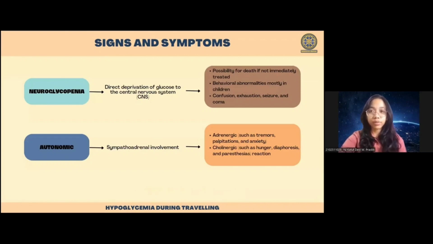The autonomic symptoms are caused by the involvement of the sympathoadrenal system. The adrenergic symptoms include tremors, palpitation, and anxiety, while the cholinergic symptoms include hunger, diaphoresis, and paresthesia reaction.